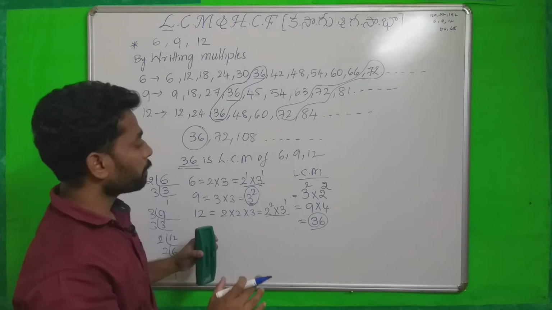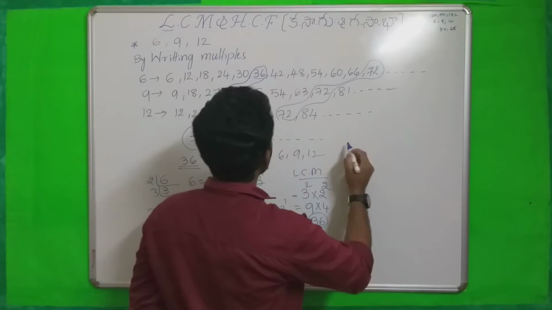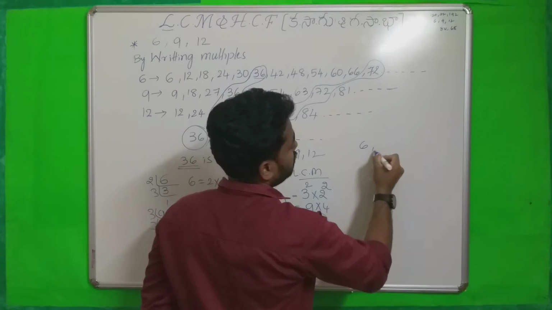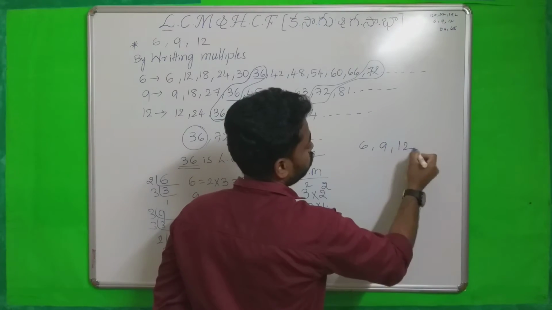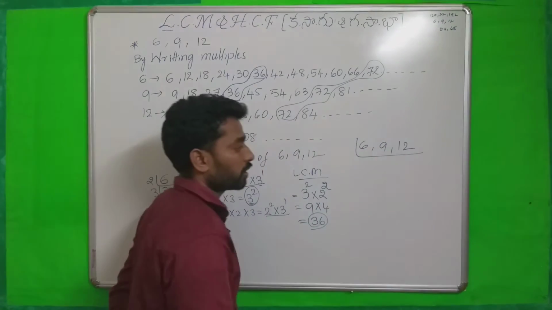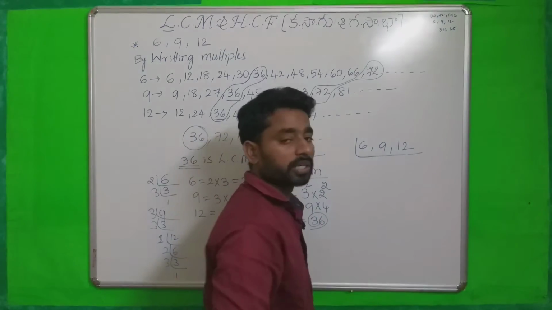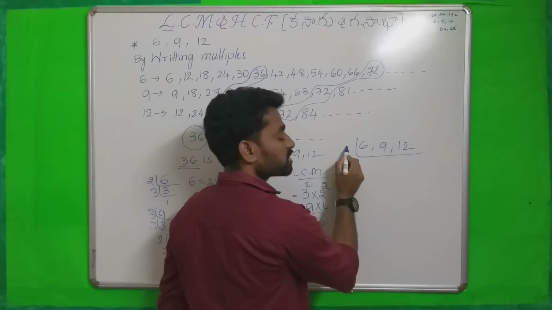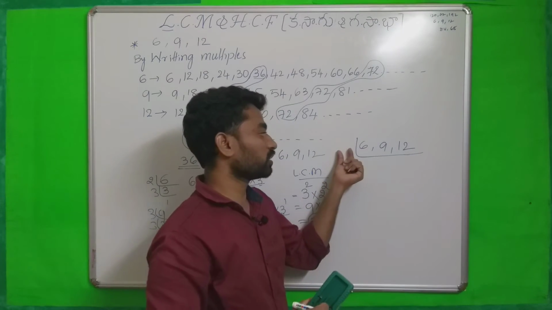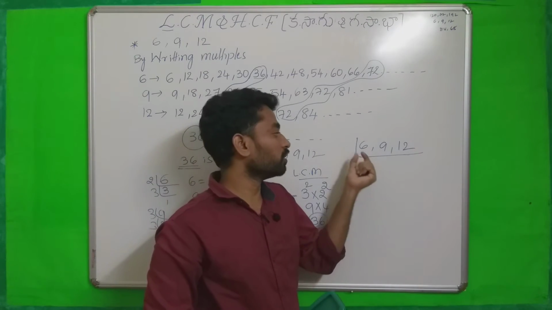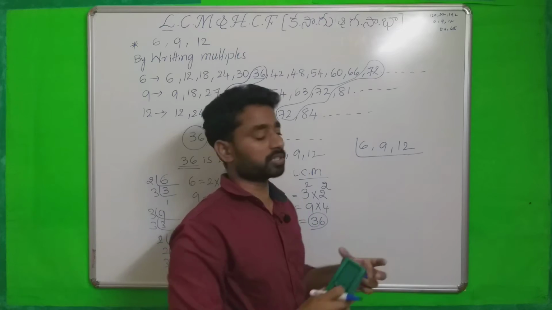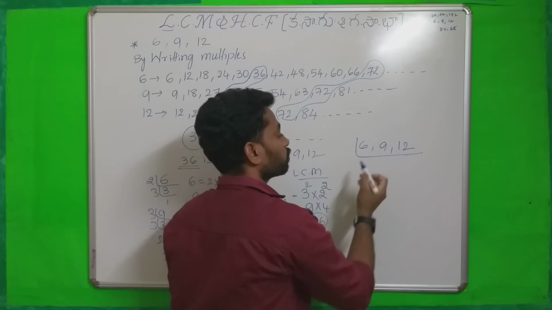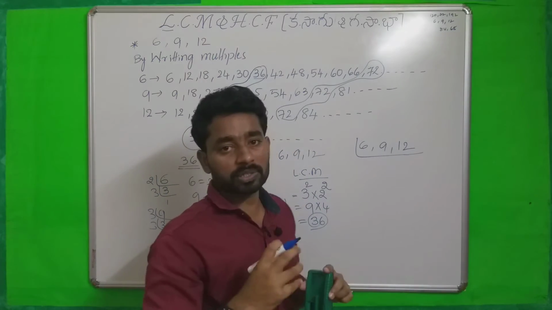Okay, the final method is the synthetic division method. What is the synthetic division method? 6, 9, 12, you have to take like this. Okay, three numbers I have taken: 6, 9, 12. Now you have to take the divisor here. How can you take the divisor? It should divide at least 2 numbers in this, at least 2 numbers. If you observe, 6 and 12 both are divisible by 2.